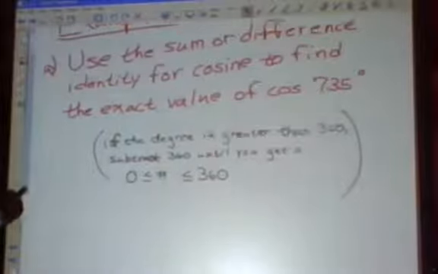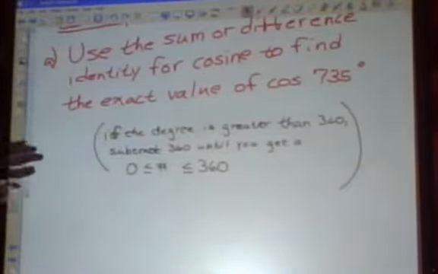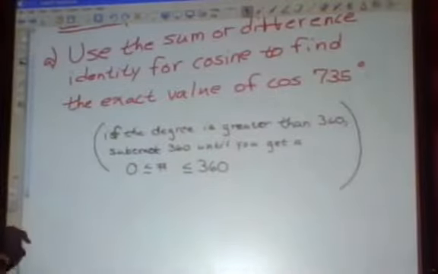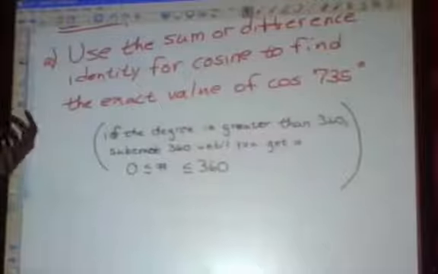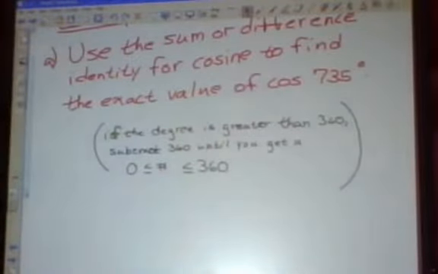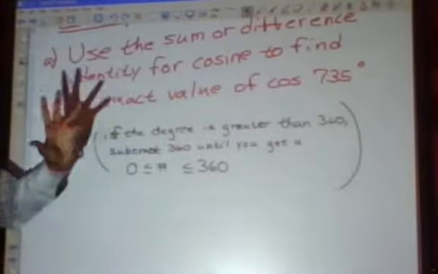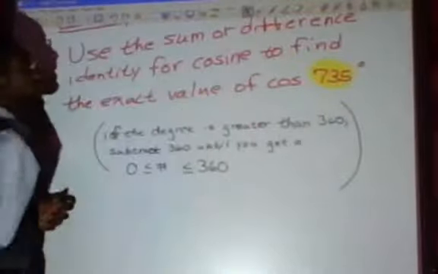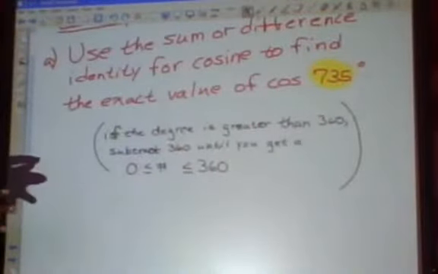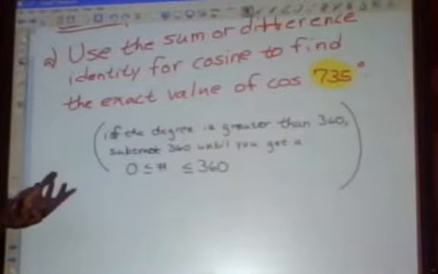Now with this one, inside of our parentheses here, it says, if the degree is greater than 360 degrees, then we subtract 360 until you get a number between 0 and 360. So we have 735 there, and we're going to simplify that down until we get a number between 0 and 360.